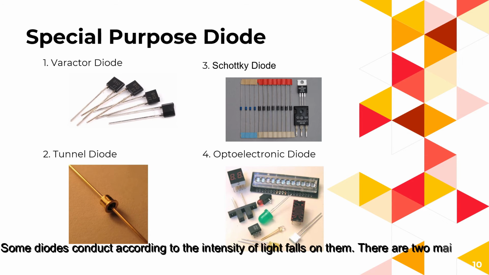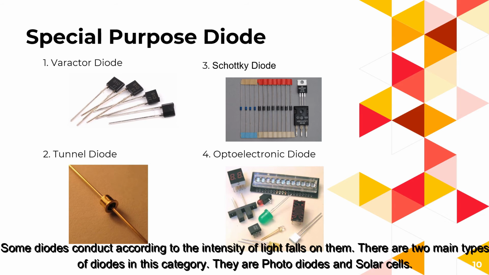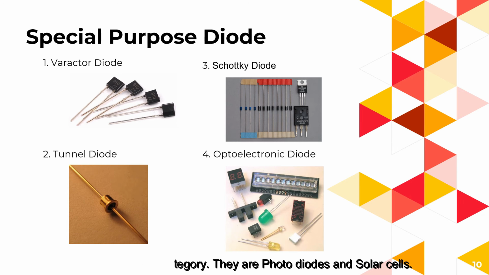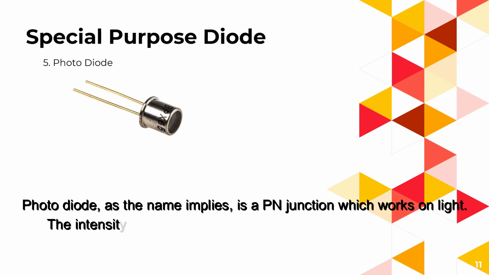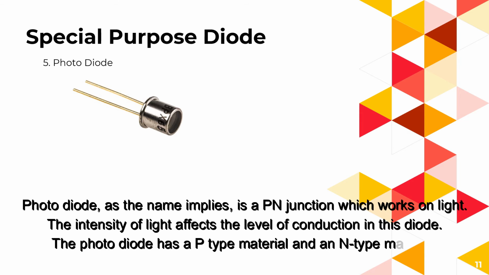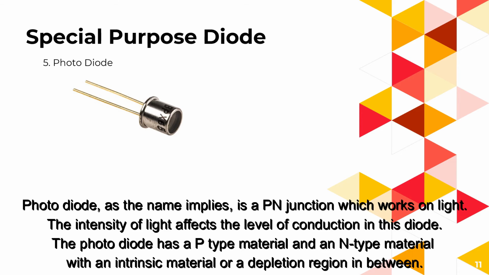Some diodes conduct according to the intensity of light that falls on them. There are two main types of diodes in this category. They are photodiodes and solar cells. Photodiode, as the name implies, is a p-n junction which works on light. The intensity of light affects the level of conduction in this diode.